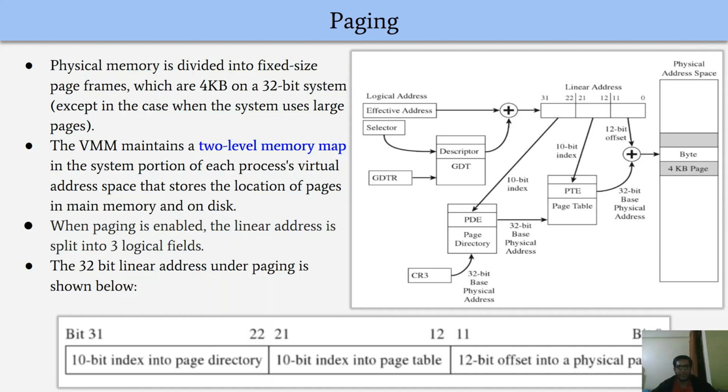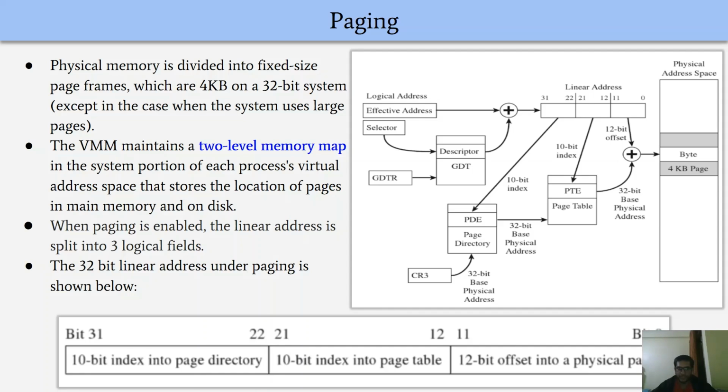Now we will discuss paging. Paging helps us reduce the external fragmentation that is created by segmentation. It also does away with the problem of variable size segments. So Windows XP combines both segmentation and paging, as we can see in this diagram. The linear address generated by segmentation now undergoes the process of paging to locate the particular address in the physical memory. To implement that, the physical memory is divided into fixed size frames, which are 4 kilobytes on a 32-bit system.